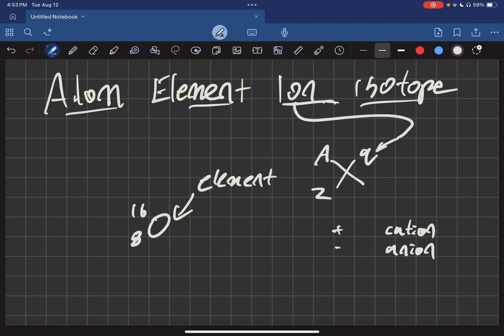The 8 and the 16. So this is the ground state element where you have 8 protons and 8 neutrons. So 8 plus 8 makes 16.